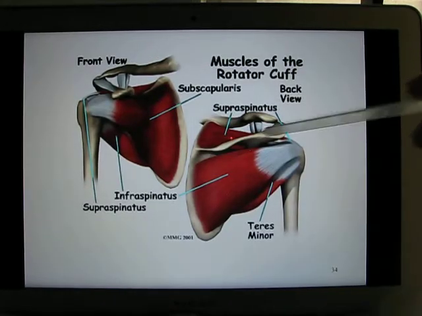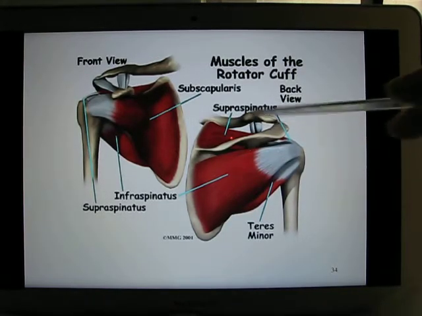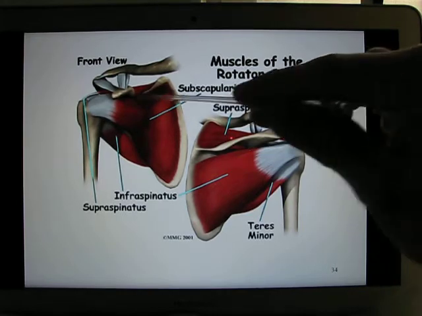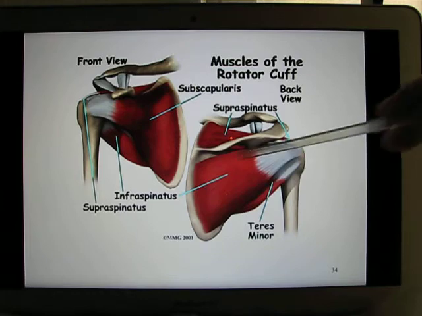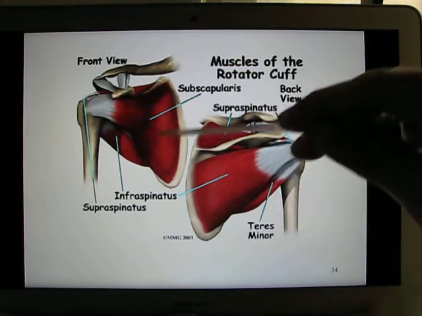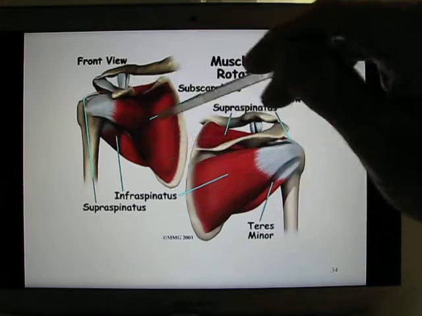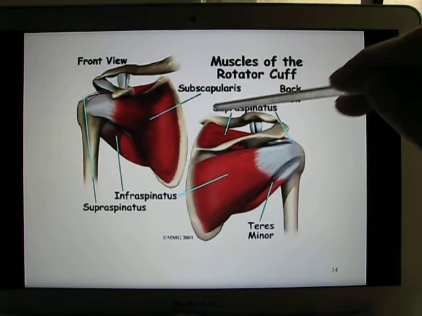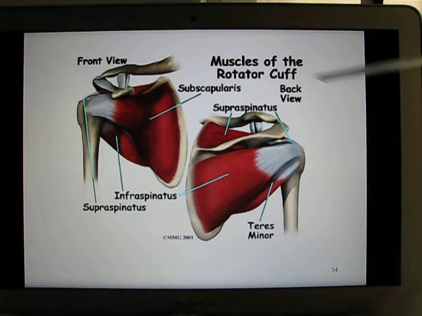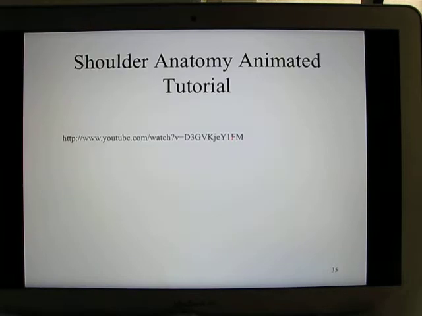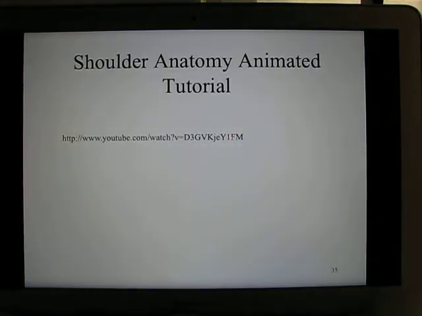So these four muscles, this is the posterior view, and this is the anterior view. In the posterior view, supraspinatus, infraspinatus, teres minor, and in the anterior view, this is subscapularis. So 1, 2, 3, 4, they call them the SITS muscles, also called rotator cuff muscles. And this video tells you about the shoulder movement. I will leave it to you.